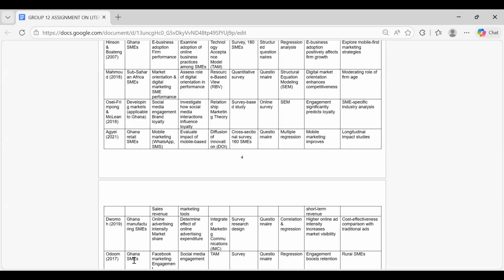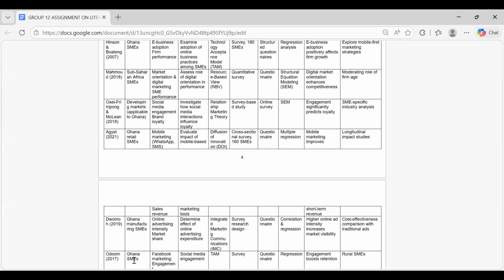So you see, as you weave the narrative, you use the information from the table as your language for presenting your review of the literature. So like I was saying, you can say that over the last 20 years, there appears to be maybe 3 dominant frameworks for understanding the nexus or the relationship between social media marketing and MSME performance in the Ghanaian context. The most popular appears to be technology acceptance model, TAM, as evidenced by the works of Hinson and Boateng 2007, Odum 2017. You list them.